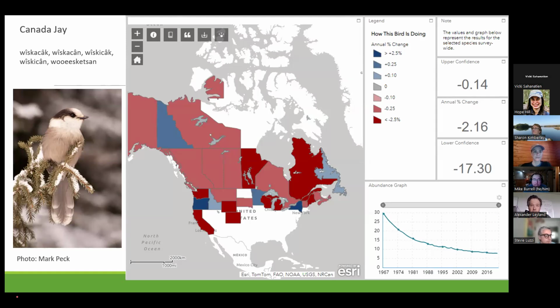So we've got Canada Jay here, and the map is showing the different trends that come from Christmas Bird Count information about how this species is doing. Anything in red is bad, and it's showing declines over the long term. You can see on the little graph in the bottom right, this species is declining at an annual rate of about 2% per year based on Christmas Bird Count data. And it's only a few states and provinces where it's in the positive with the shade of blue.